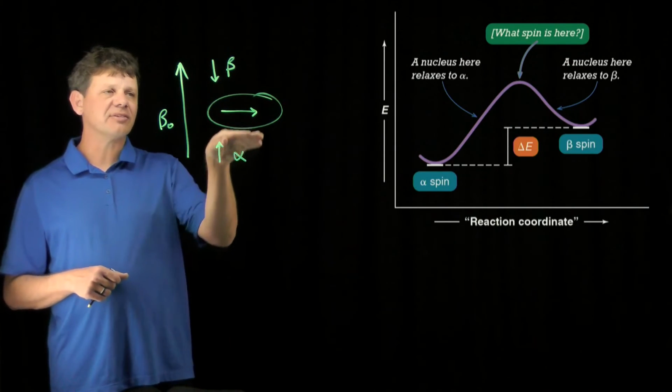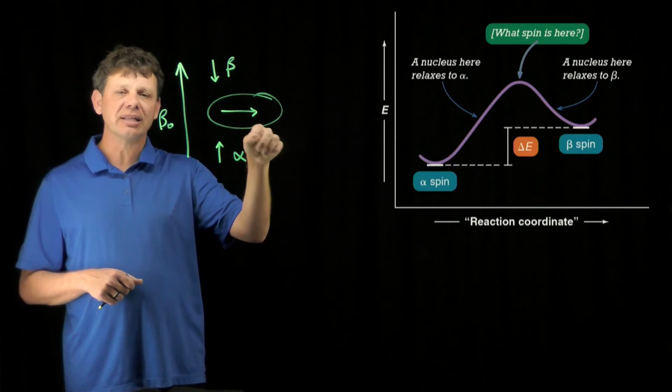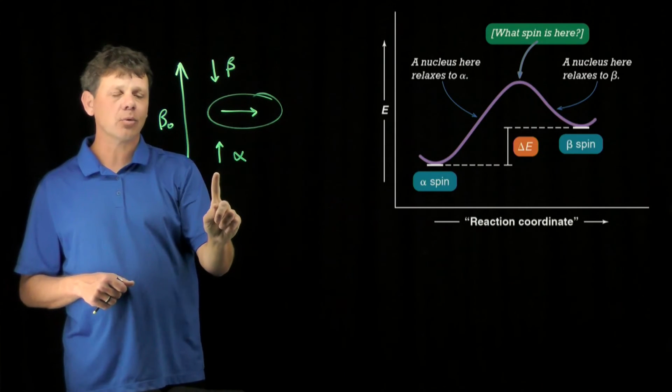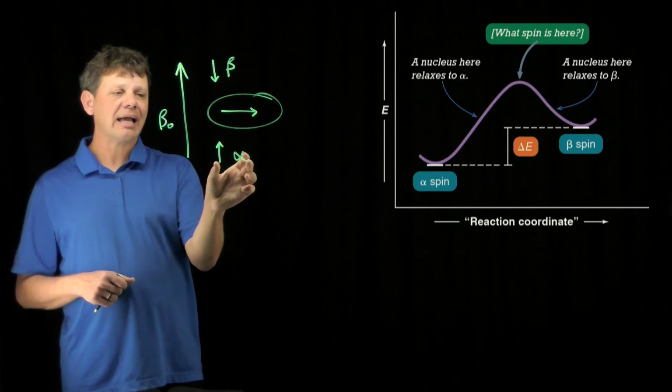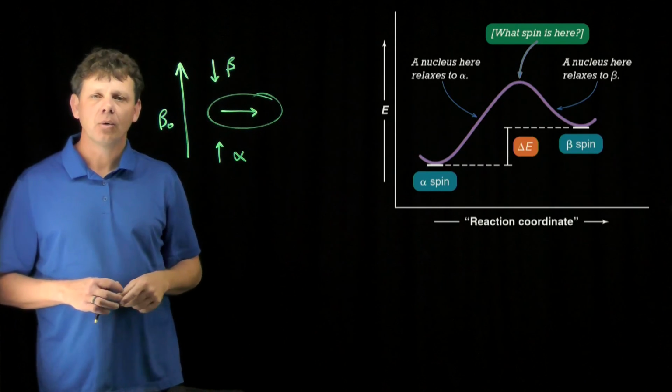What this reminds us is that any direction that is not directly against or directly with is going to be higher energy and will relax to either alpha or beta.